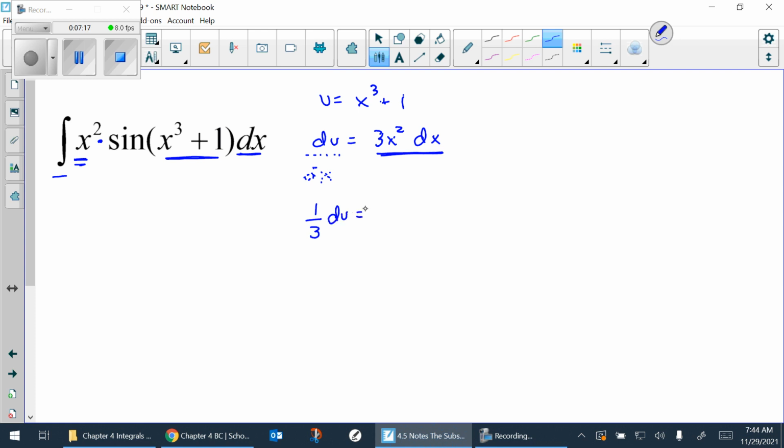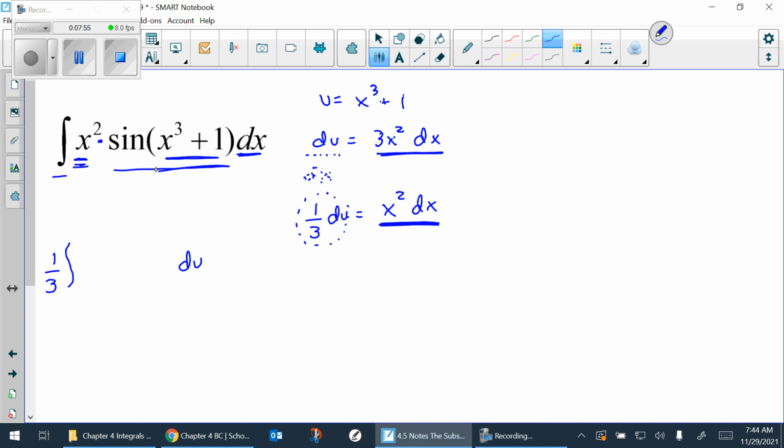1/3 of a du is 1/3 of 3x squared dx. I've got to get exactly what I want here, exactly what I need to replace so I can do my substitution. The x squared dx now gets replaced with 1/3 of a du. And we know the coefficients come along for the ride. They can be written up front. So I've just substituted for my x squared dx.